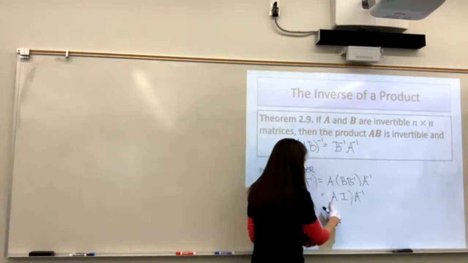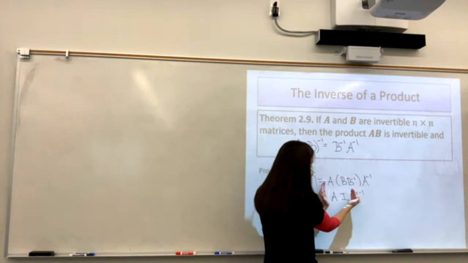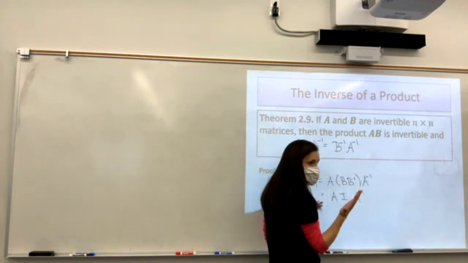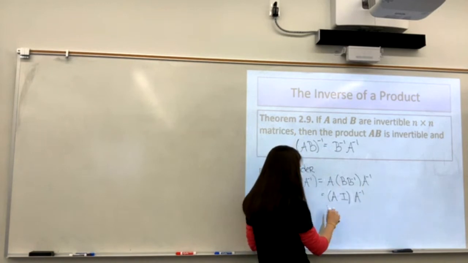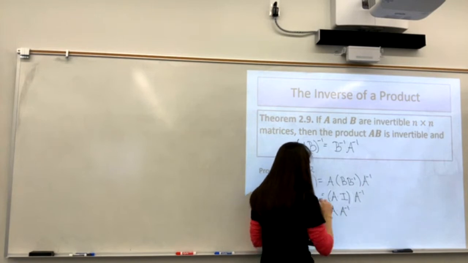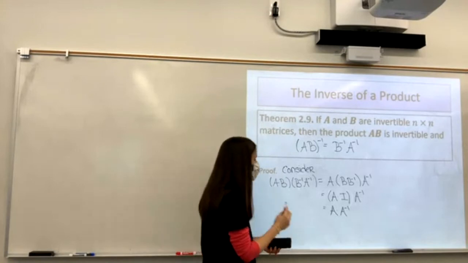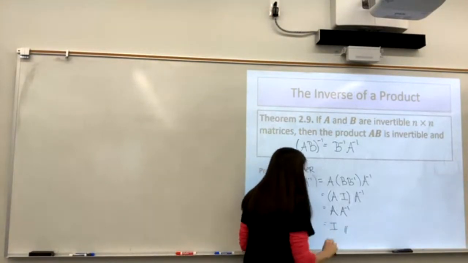Now, I just made up these parentheses, right? Because, again, associativity, so either you can do A times I first or I times A inverse. It doesn't matter because either way, the I is going to disappear. Whatever matrix you multiply by the identity just disappears. And then we get A times A inverse, which is, of course, the identity.